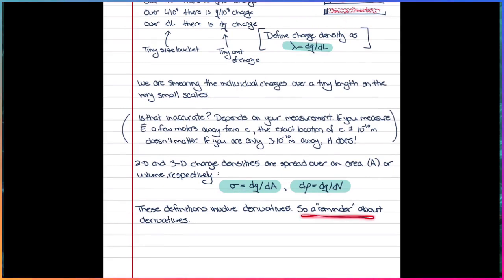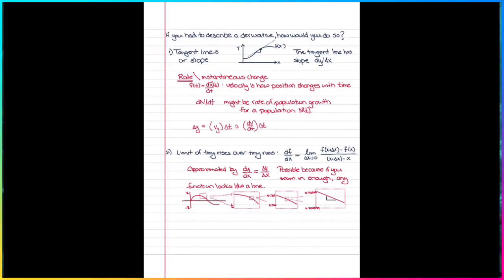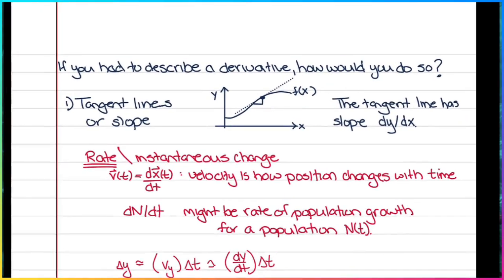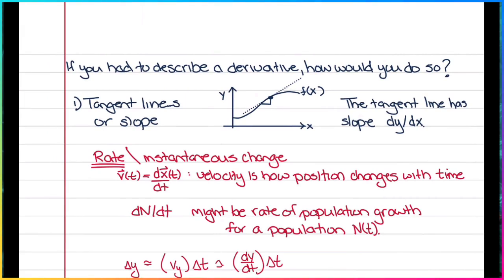So I think now it's worth doing a reminder about what we really are thinking about when we think about derivatives. If I had to ask you, based on what you know, how would you describe what a derivative is? If I were to ask this in class, probably the first answer would be that people would start talking about tangent lines or slopes. Derivatives are something about tangent lines and slopes.